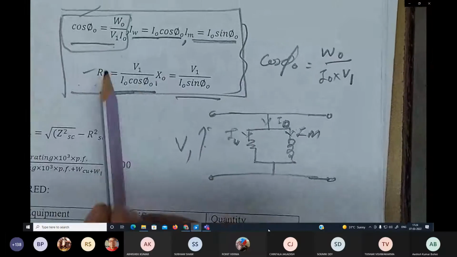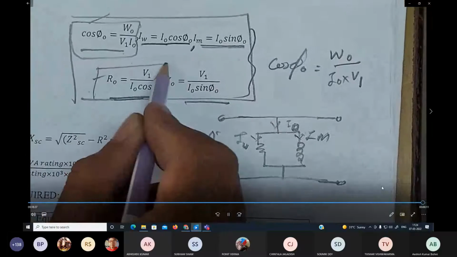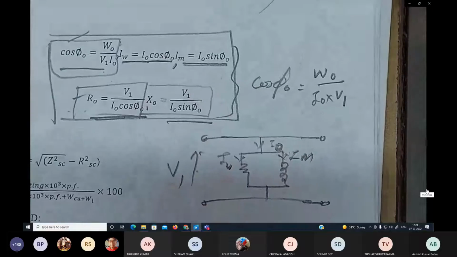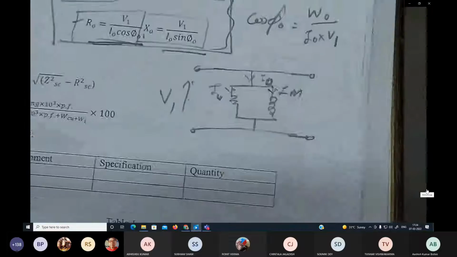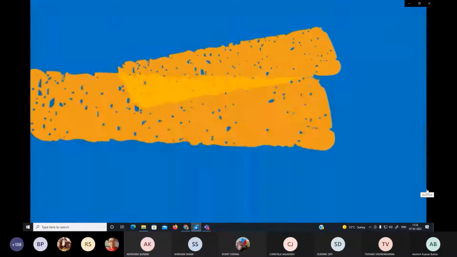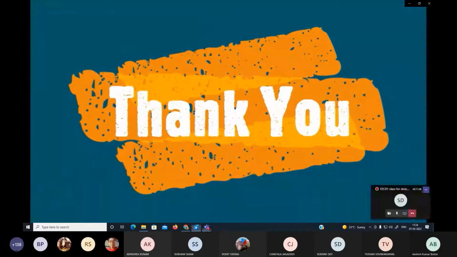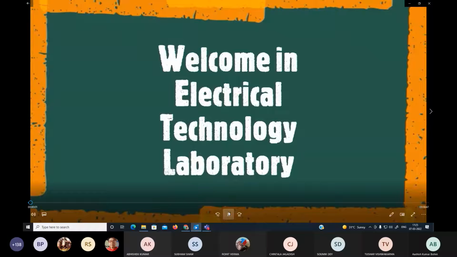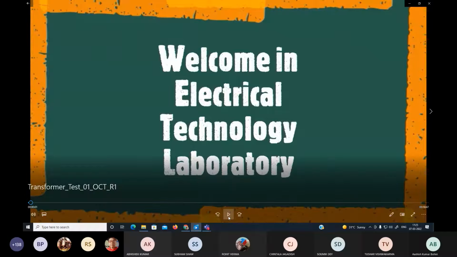After finding this, we also have to calculate the R naught value and X naught value by putting in these values. Now you have all known quantities. So this is all about the open circuit test.